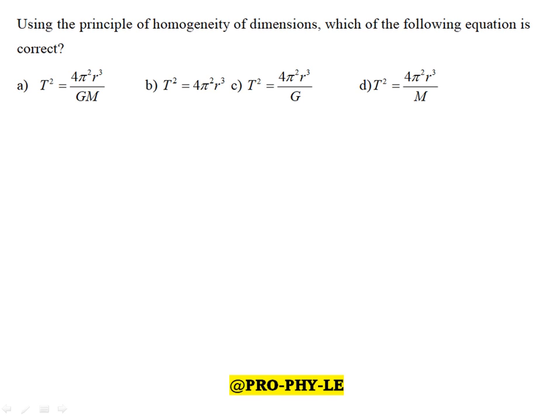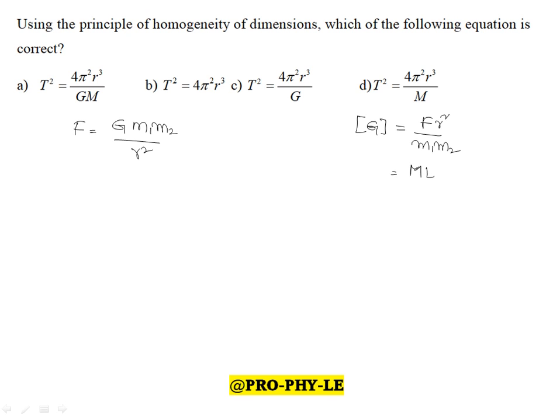The next one is like this: using the principle of homogeneity of dimensions, which of the following equations is correct? So first you have to write the dimensional formula for all the quantities involved, and then you can check each and every equation. The left hand side dimensions must be equal to the right hand side dimensions. Here the universal gravitational constant is involved in this equation, that is, the gravitational force between two masses m1 and m2 is given as F is equal to G m1 m2 by r square. So G will be equal to F r square by m1 m2.